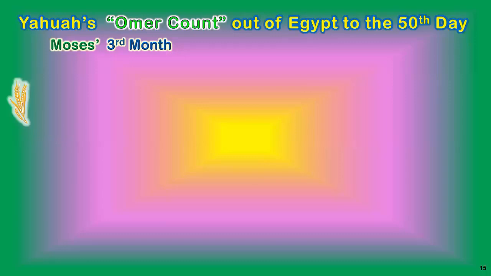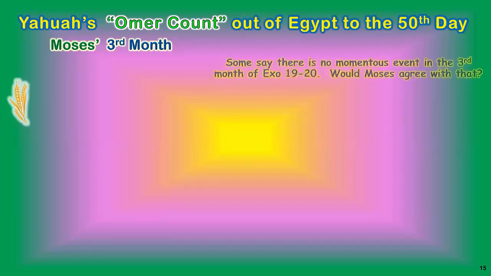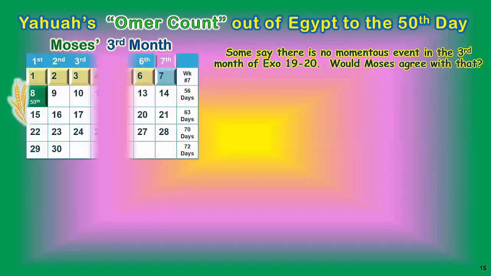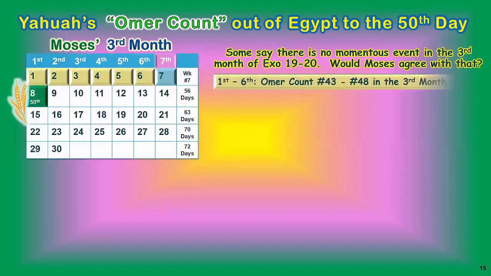Yahuwah's Omer count out of Egypt to the 50th day, Moses' third month. Now, this is interesting. Some say there is no momentous event in the third month of Exodus 19 to 20. Would Moshe agree with that? What happened in Moses' third month?